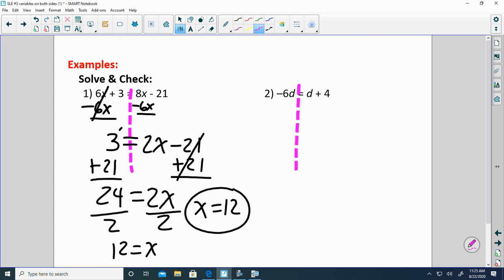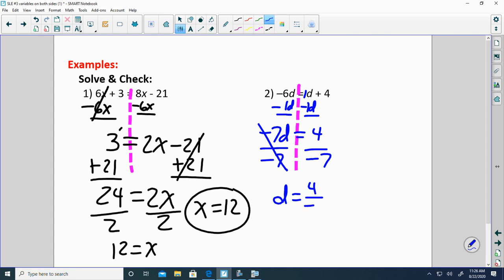All right, so next problem, we're going to bring this down. So this is a 1d, right? So I'm going to subtract 1d from both sides. And that's going to give me negative 7d on the left, because negative 6 minus 1 is negative 7. And that equals 4. Divide each side by negative 7. These cancel each other out. So I wind up with d is equal to 4 over negative 7.